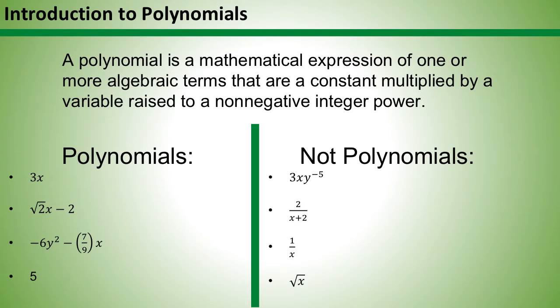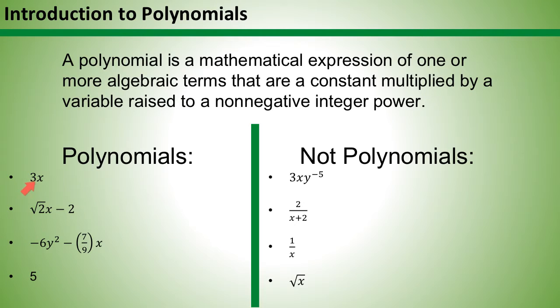Hello everyone, today we're going to be starting a new unit on polynomials. Quick definition of a polynomial. A polynomial is a mathematical expression of one or more algebraic terms that are a constant multiplied by a variable raised to a non-negative integer power. Okay, so here are some examples of polynomials.